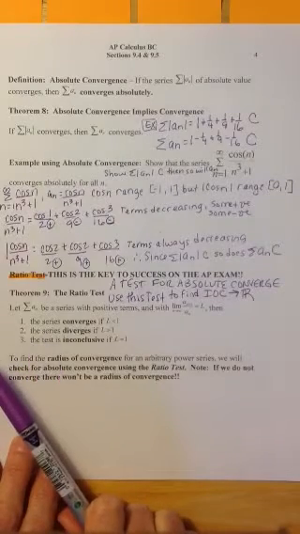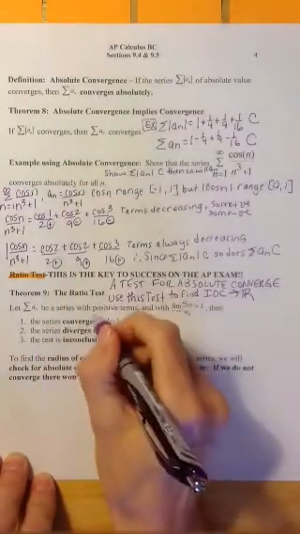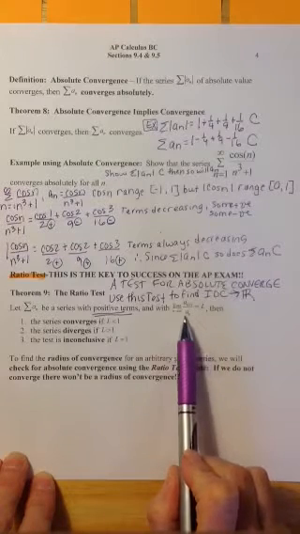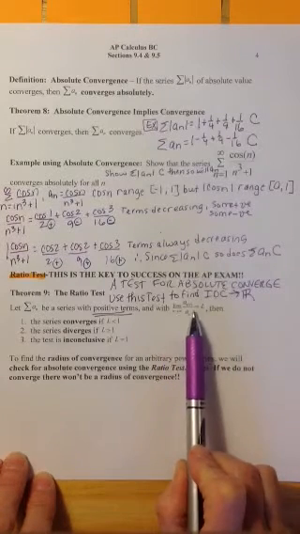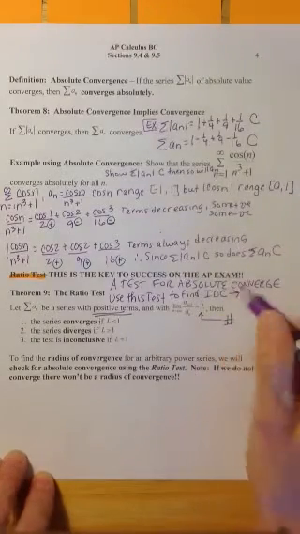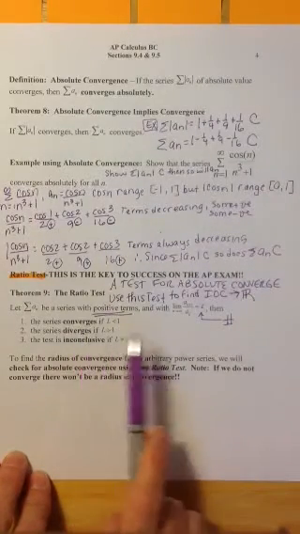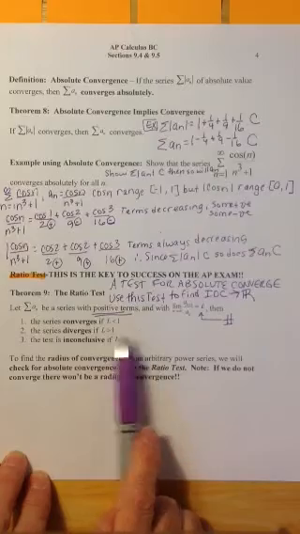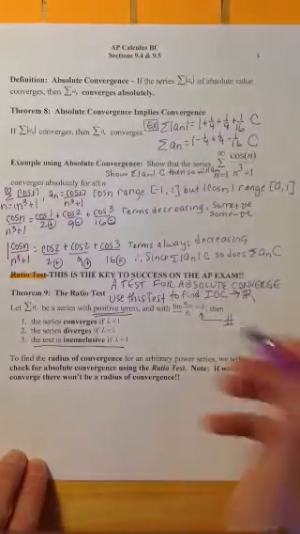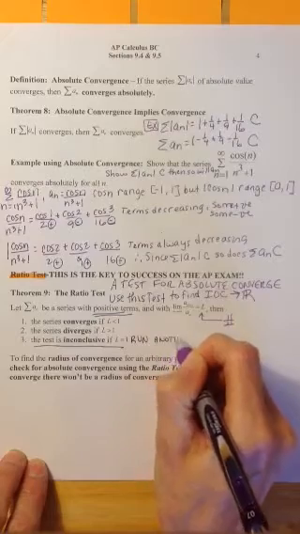The ratio test reads as follows. Let the series a sub n be a series with only positive terms. If we take the limit of a sub n plus 1 over a sub n as n goes to infinity, and that equals a number L, then one of three things is true. If L is less than 1, the series converges. If L is greater than 1, the series diverges. But if L is 1, we can't draw a conclusion from this test, then we have to run another test.